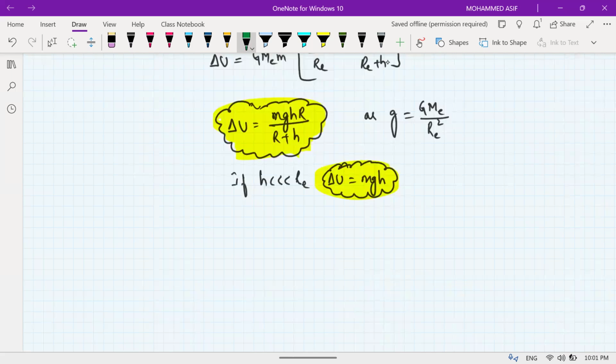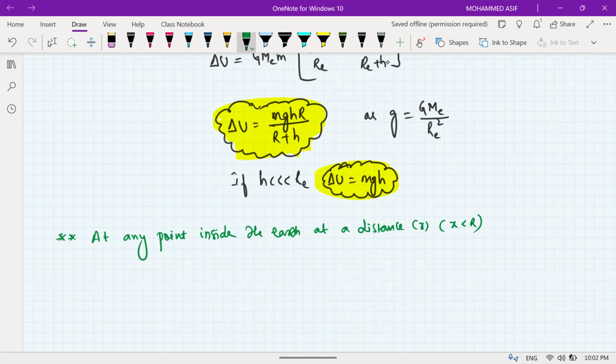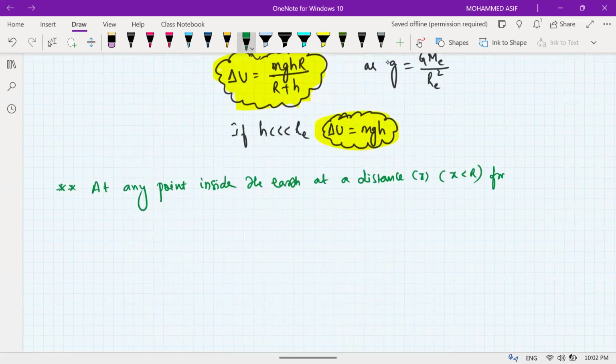Now this one is something very important. Keep a star mark. At any point inside the earth, at a distance, say for example x, where x is lesser than r, from the center of earth, potential energy anywhere inside will be equal to potential into mass.